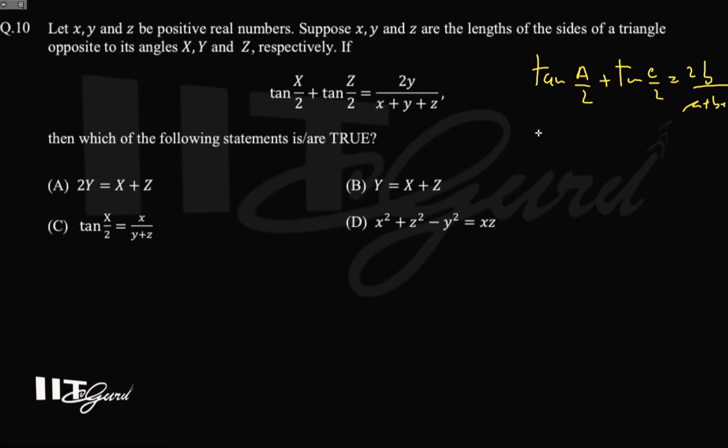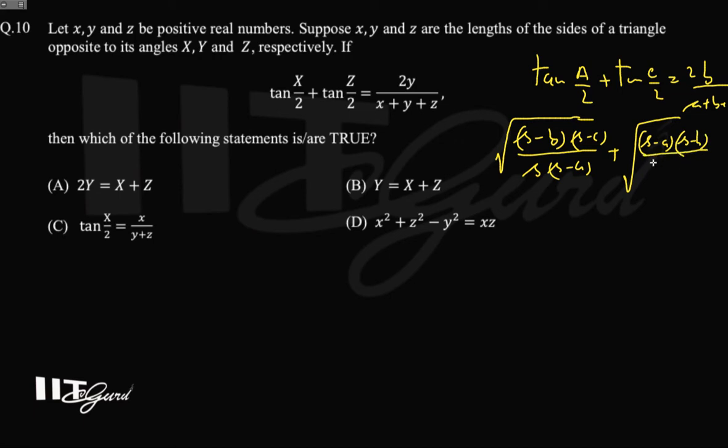Okay, now for tan(A/2), what do you write? Under root of, that is, the numerator of sin A/2 is (s - b)(s - c), and the numerator of cos is s(s - a). And now the formula for tan(C/2) is under root of (s - a)(s - b), the numerator of sine, and the numerator of cos is s(s - c). That is equal to this part, 2b, and here you can write 2s, so we can write b upon s.